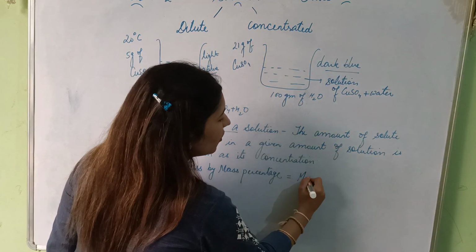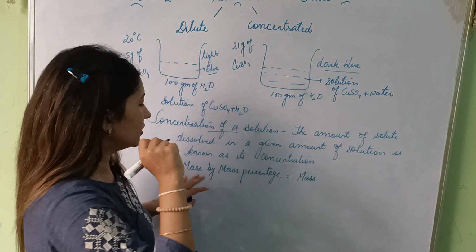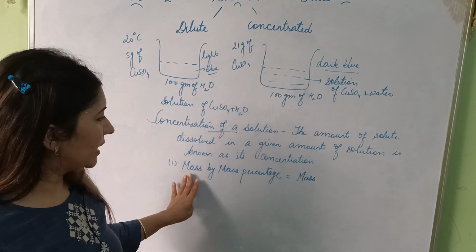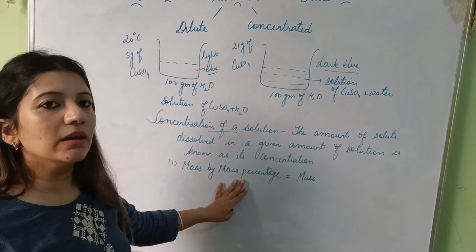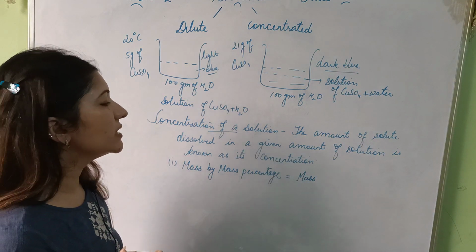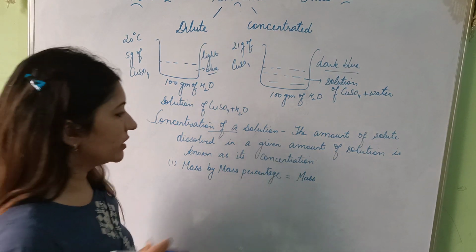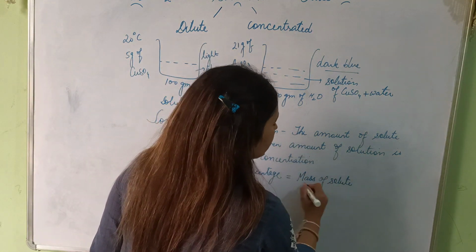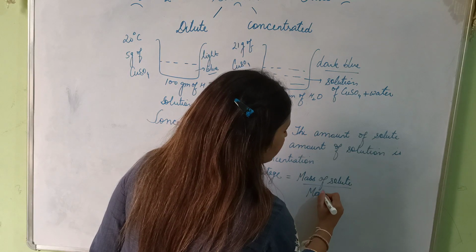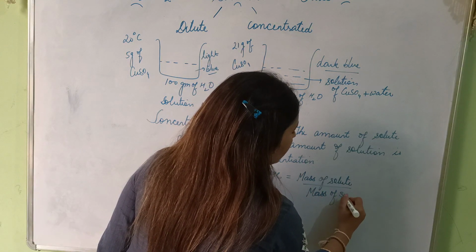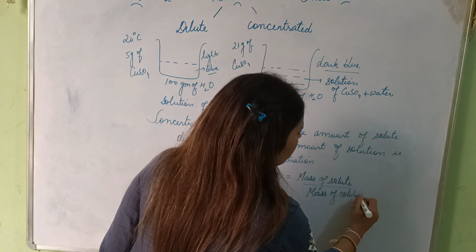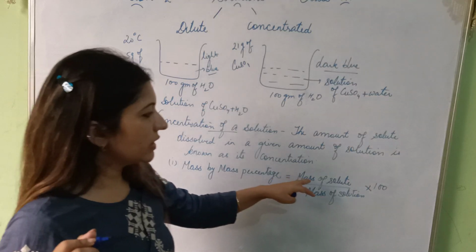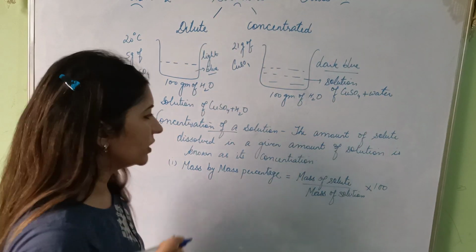So what is the formula of this? How will we express the concentration of the solution? By mass percentage. You often get numericals where it is asked to express the concentration by mass by mass percentage. The formula is mass of solute divided by mass of solution, multiplied by 100. This is your mass of solute in grams divided by mass of solution, into 100.